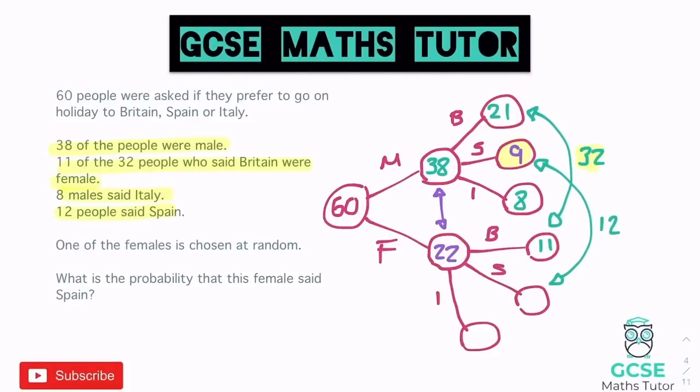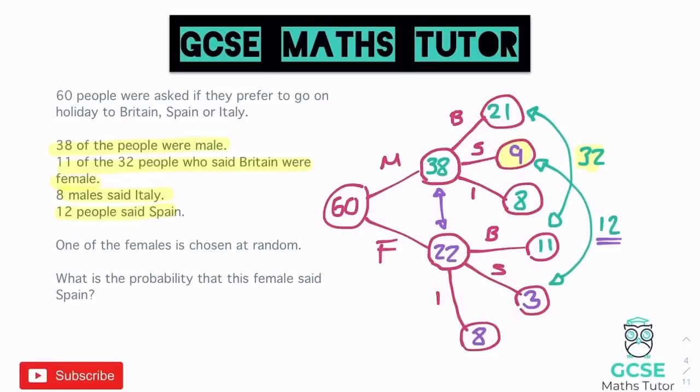And obviously we've got this information here that they both have to add up to 12. We've now got the 9, so that has to be 3. And then those three boxes on the female branches have to add up to 22. They add up to 14 at the moment, so that's an extra 8. There we go. So obviously now we've got our frequency tree done.